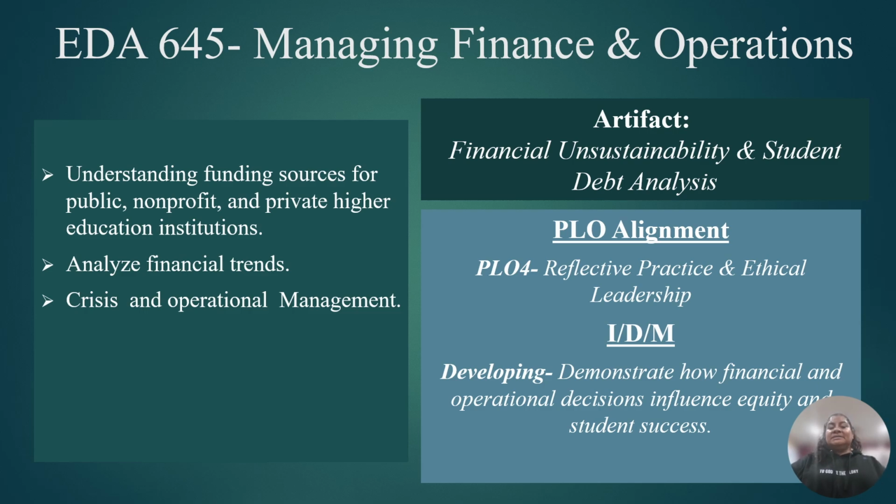In EDA 645, the selected artifact is Financial Sustainability and Student Debt, addressing the crisis threatening higher education. This is a policy and finance based analysis showing how operational decisions impact the educational system. This assignment aligns with PLO4 at the developing level.